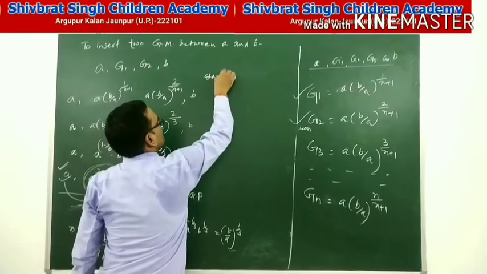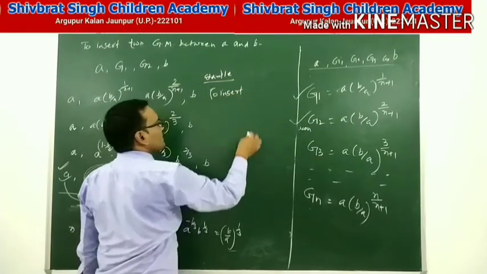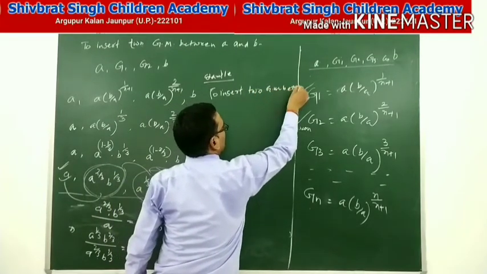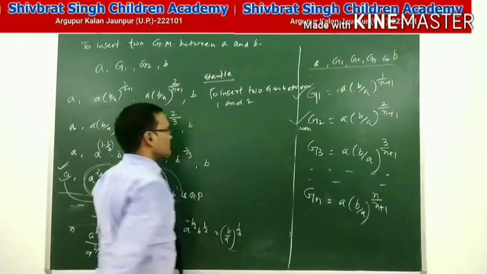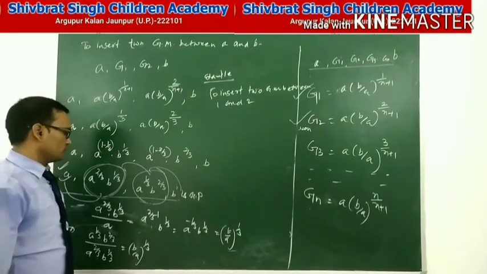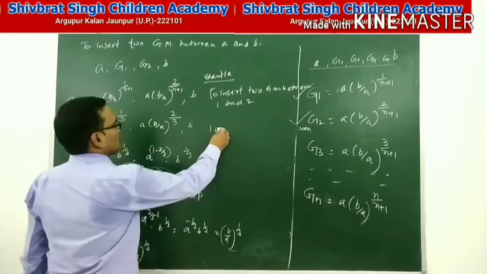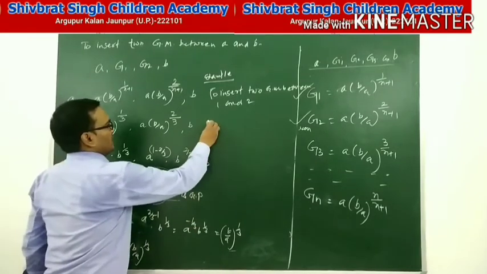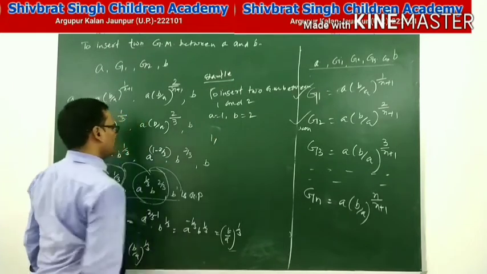Example: to insert two geometric means between 1 and 2. Here we compare a equal to 1 and b equal to 2. 1, 2.